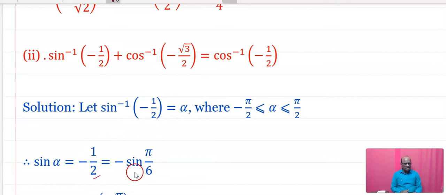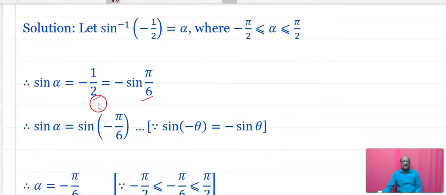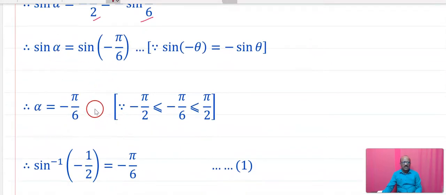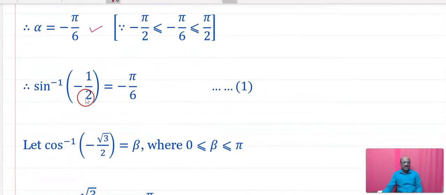Again, 1 by 2 is the value of sine of pi by 6 from the table, you know, from the 11th standard. Again, by using the formula, sine of minus theta is minus sine theta, sine alpha is equal to sine of minus pi by 6, and that's why alpha is minus pi by 6, where minus pi by 6 clearly lies between minus pi by 2 to plus pi by 2, and hence sine inverse of minus 1 by 2 is minus pi by 6.